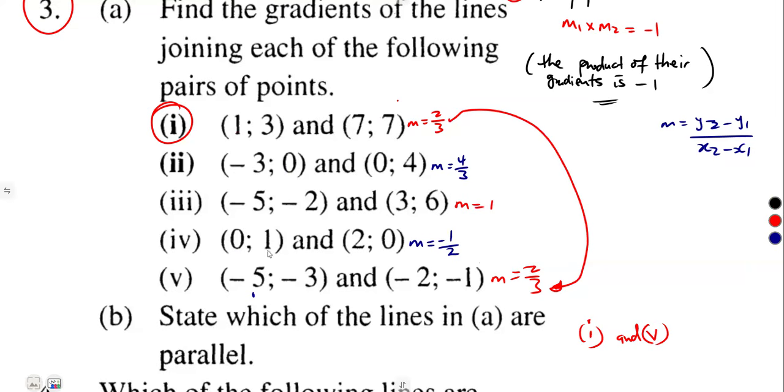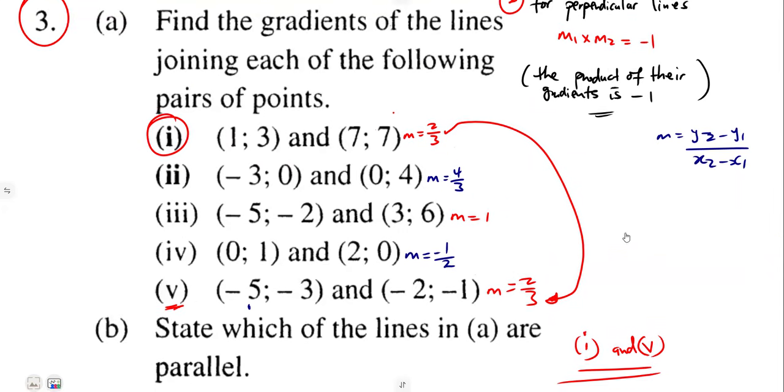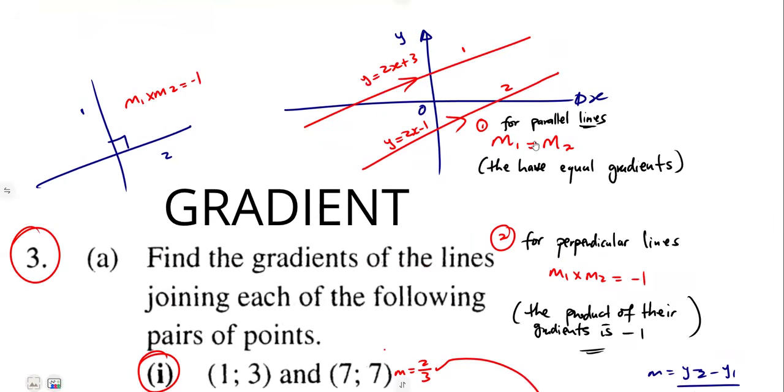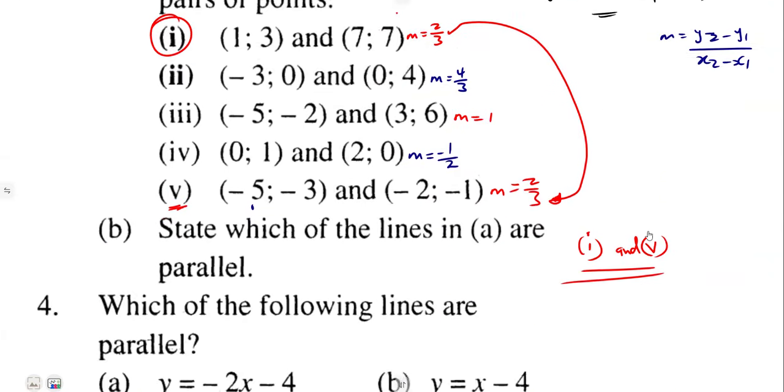All right. So here we obtained minus 1 over 2. And that was 8 over 8, which is 1. These are not. So only the first one and the fifth one have got the same gradient. That is how you state that lines are parallel: M1 is equal to M2. They have equal gradients. It's all about the equal gradient concept here, all right? So that is the concept.